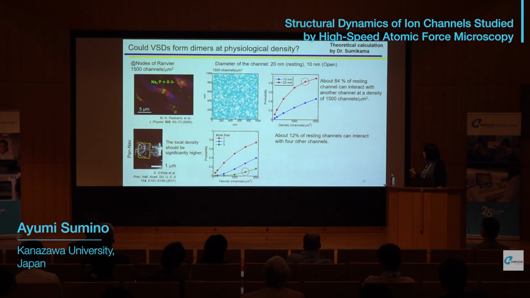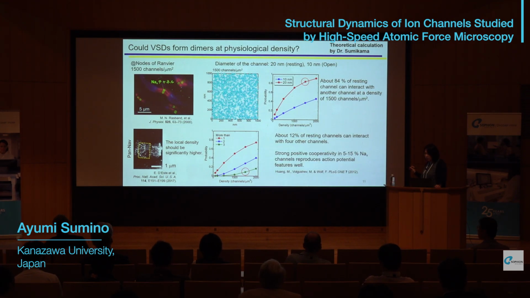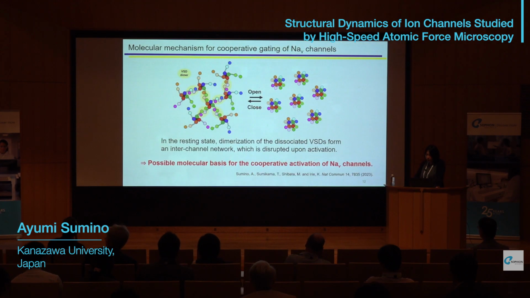And interestingly, about 12% of resting channels can interact with 4 other channels at this density. This is reminiscent of Hodgkin-Huxley. If about 10% of voltage-gated sodium channels have strong positive cooperativity, they could reproduce the action potential features well.